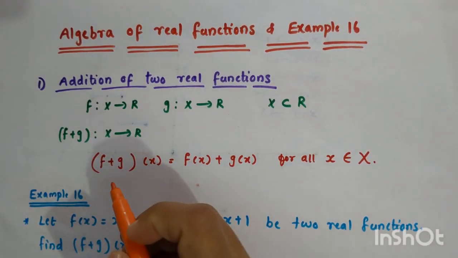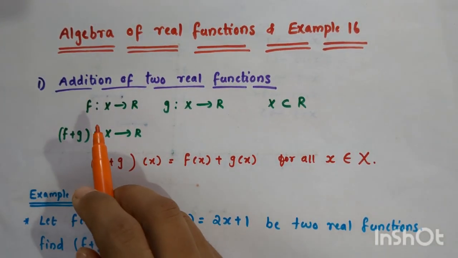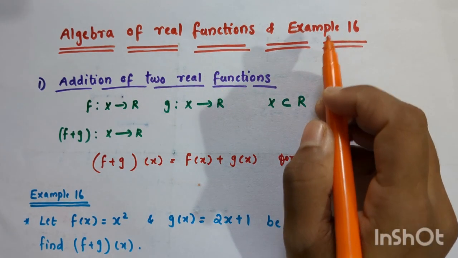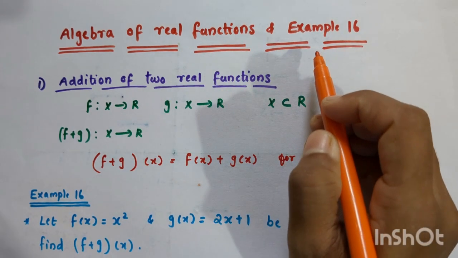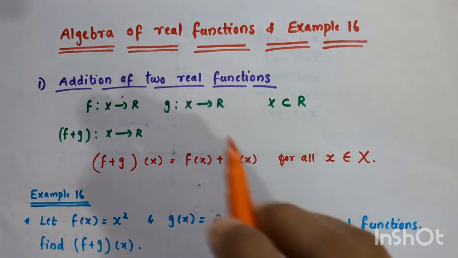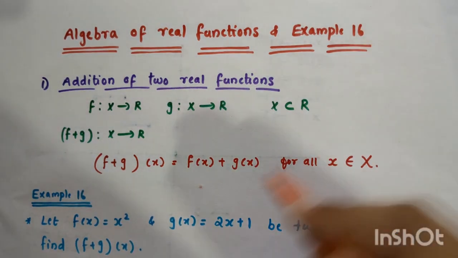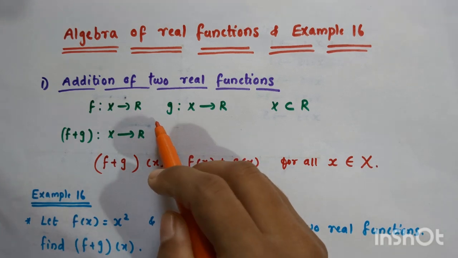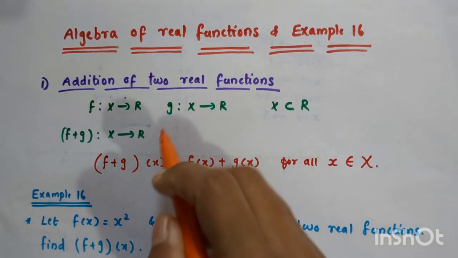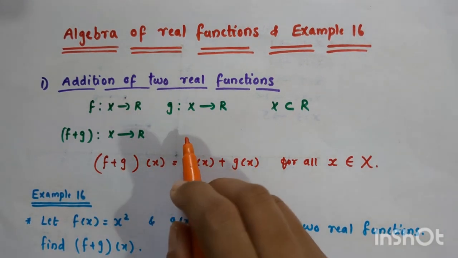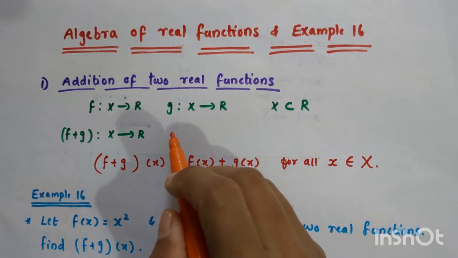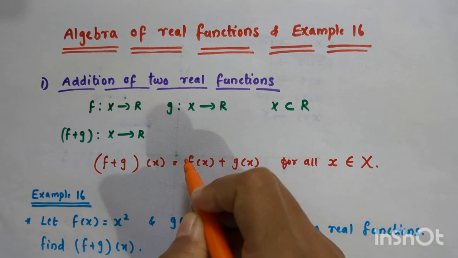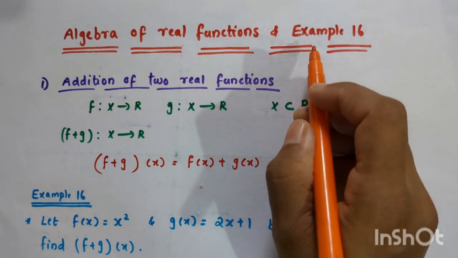Hello everyone. In this video, we are going to discuss the algebra of real functions and example number 16 from Chapter 2, Relations and Functions, Class 11 Maths. In this section we will be discussing the addition of two real functions, subtraction of a real function from another, multiplication of a real function by a scalar, which means a real number, multiplication of two real functions, quotient of two real functions, that is the division of two real functions, and also example number 16.